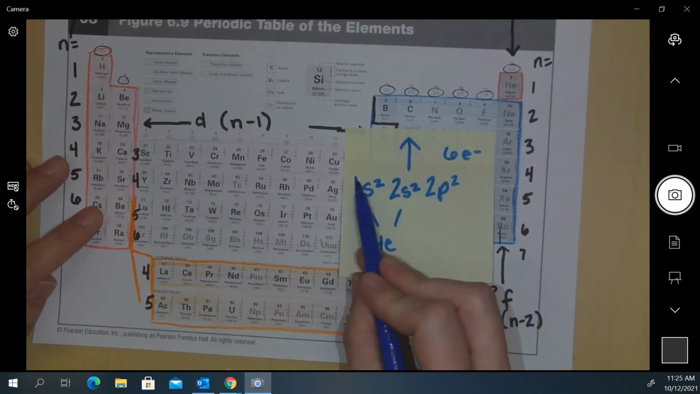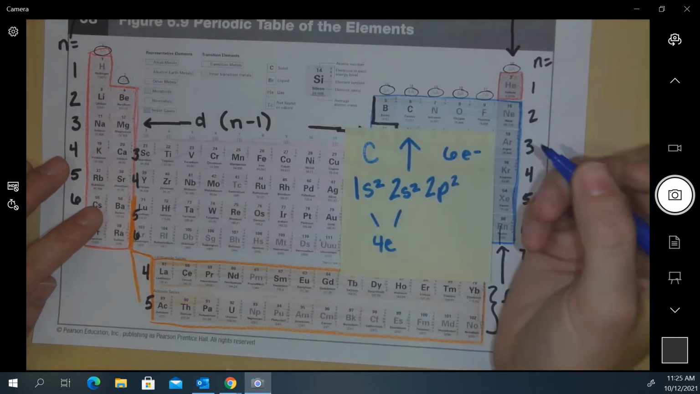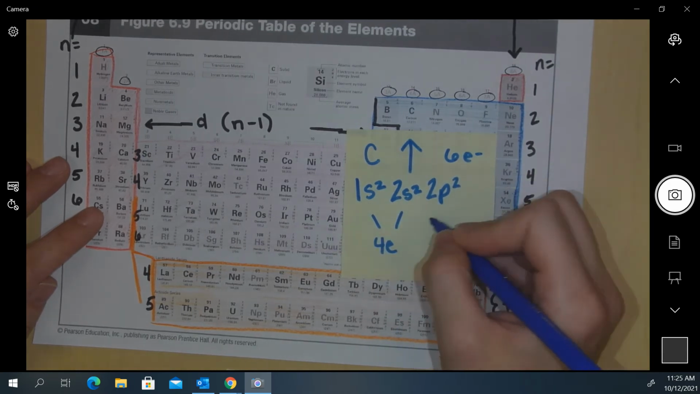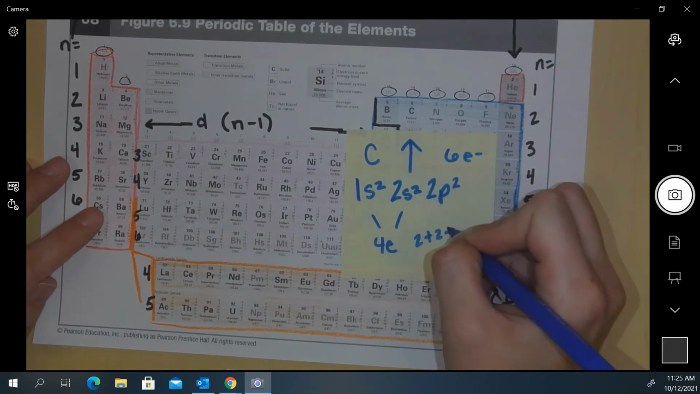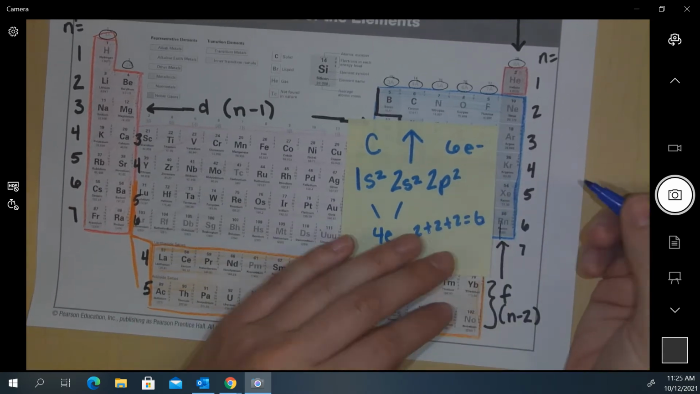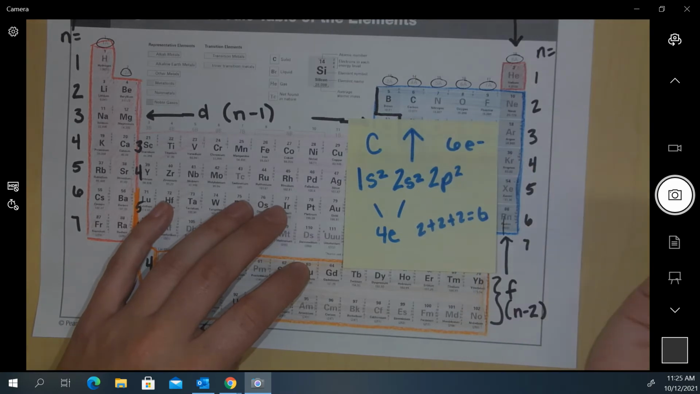So this is our configuration of carbon. We've accounted for all 6 electrons. 2 plus 2 plus 2 gives us 6. So all electrons are accounted for. I knew I had 6 electrons because if you look at carbon on your periodic table, it's atomic number 6.